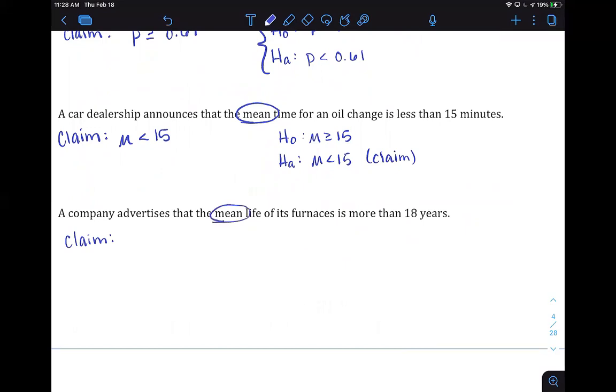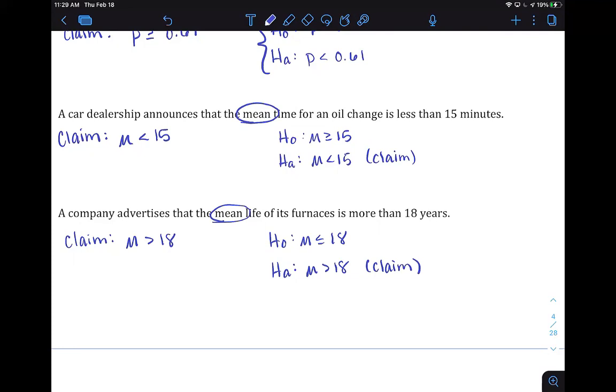Good. So mu is greater than 18. Is that going to be your null or your alternative hypothesis? Alternative. So then what is your null hypothesis? What's the complement to mu greater than 18? Good. Mu is less than or equal to 18. Okay, questions with that? That's the majority of your homework, is going through and stating those hypotheses.